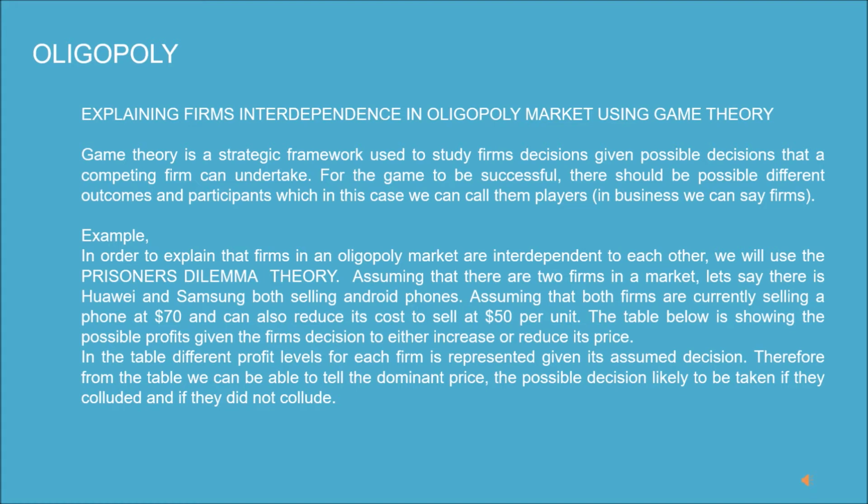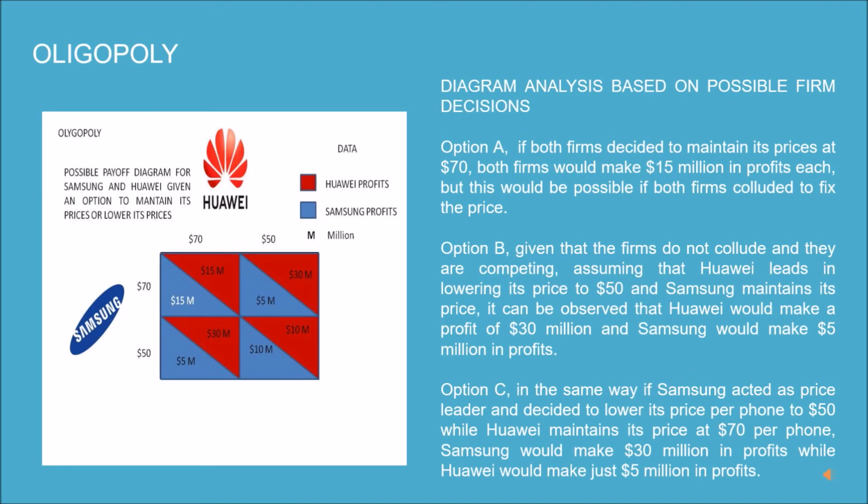In the table, different profit levels for each firm are represented given its assumed decision. Therefore, from the table we can tell the dominant price, and the possible decision likely to be taken if they colluded and if they did not collude. Diagram analysis based on possible firm decisions. Option A, if both firms decided to maintain their prices at $70, both firms would make $15 million in profits each, but this would be possible if both firms colluded to fix the price.